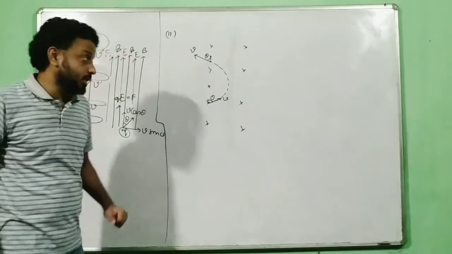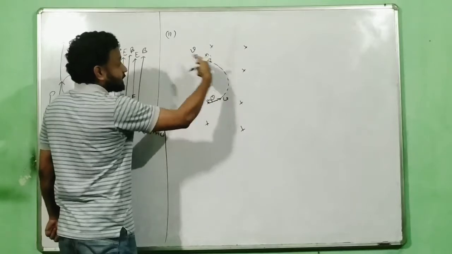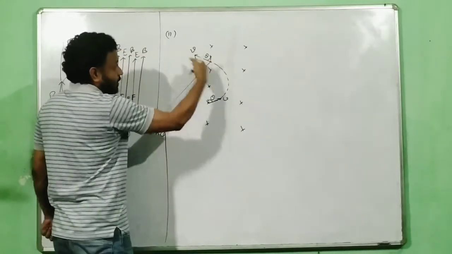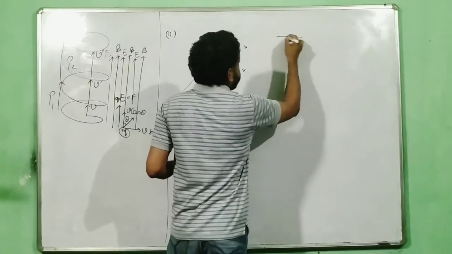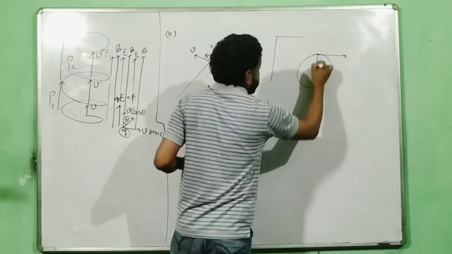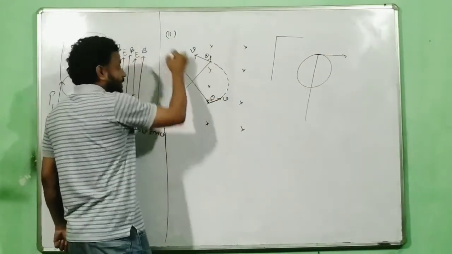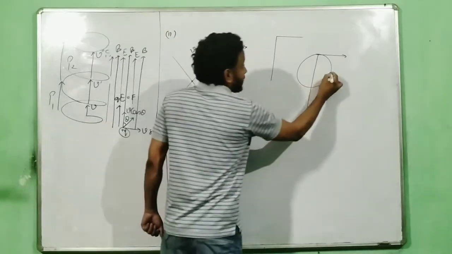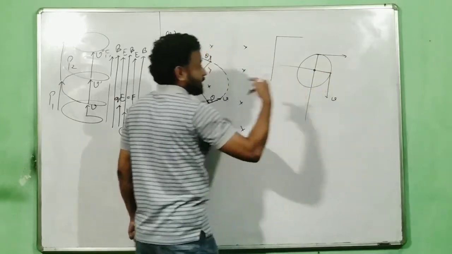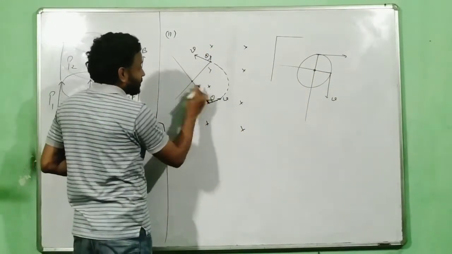But this is not a semicircle. If I have to find the circle, where is the center of the circle? We know that velocity is always tangential, a radius and a tangent. So if I draw a perpendicular on the velocity, and then draw another perpendicular on the other velocity over here, wherever they intersect has to be the center. Okay, so this is my center.